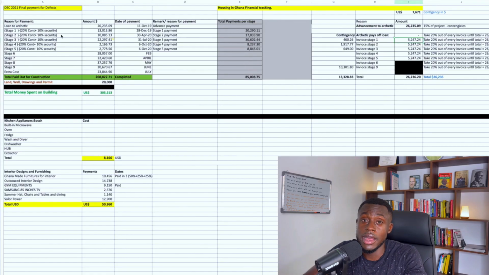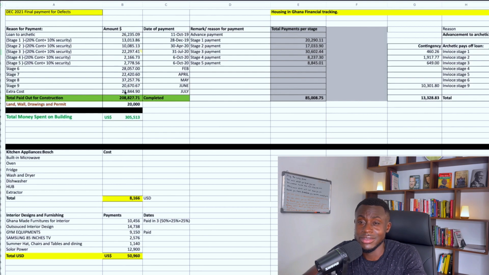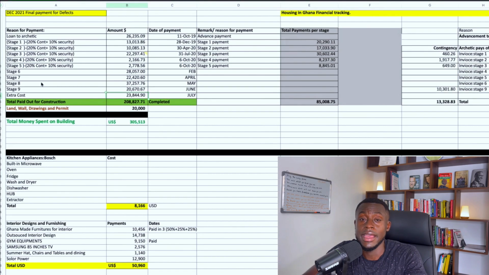And the final price of my house: this house was started in 2019 and completed in 2021, 1.5 years really. The total cost of the house was $305,000, and that included everything, customized furniture, everything inside the house. If I take out all of that, it was about $250,000. If I take out the furniture and the solar and all that stuff, like a complete house.